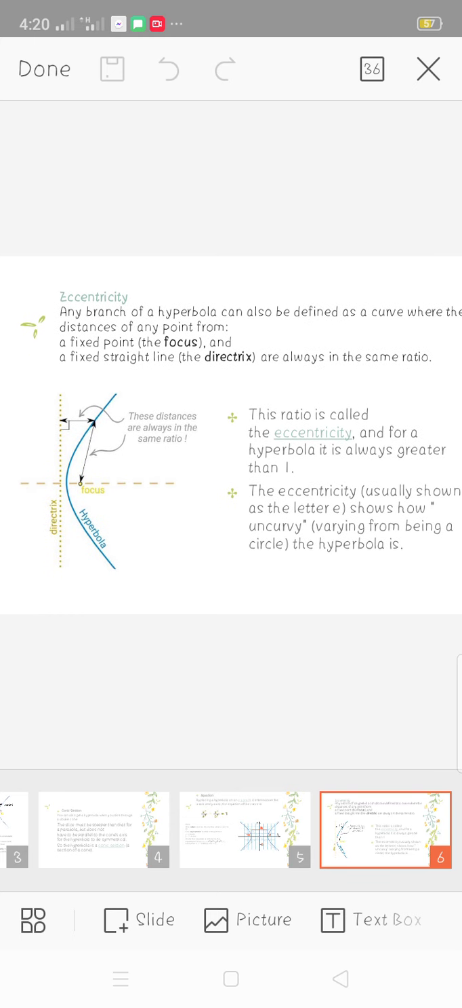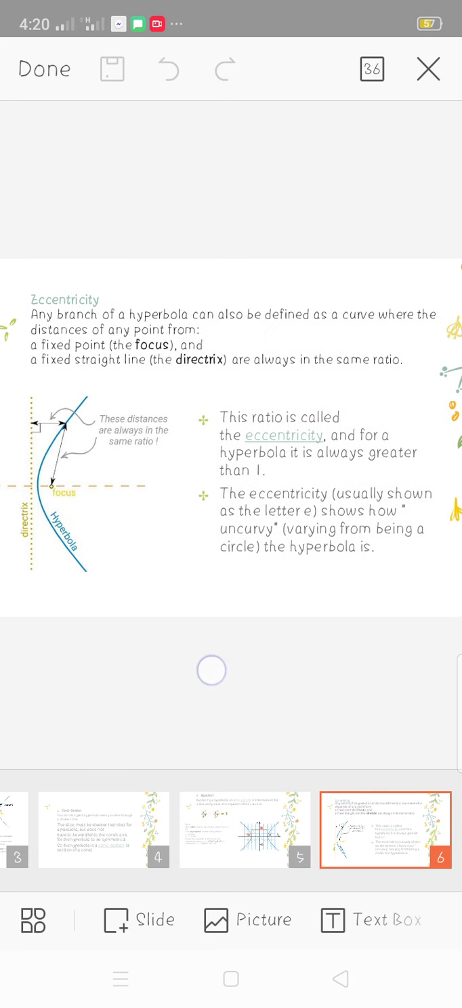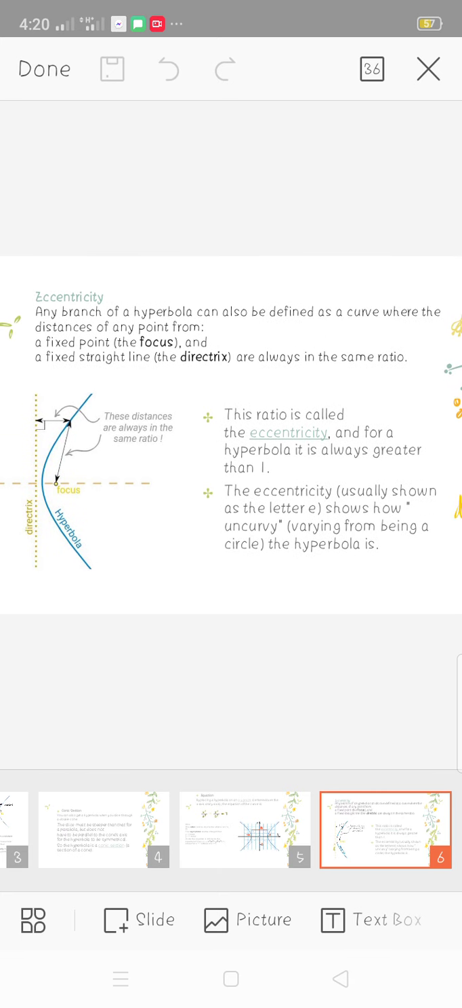So, eccentricity. Any branch of a hyperbola is also defined as a curve where the distance of any point from a fixed point, the focus, and a fixed straight line, the directrix, are in the same ratio. This ratio is called the eccentricity, and for a hyperbola it is greater than 1. The eccentricity is usually shown as the letter e, and shows how uncurvy, or how much varying from being a circle, the hyperbola is.